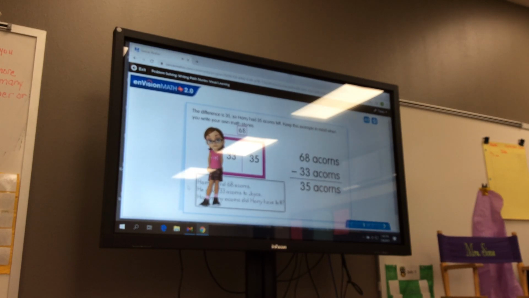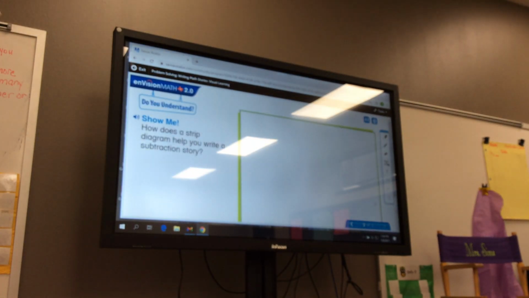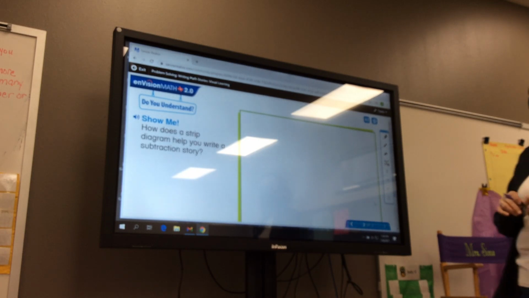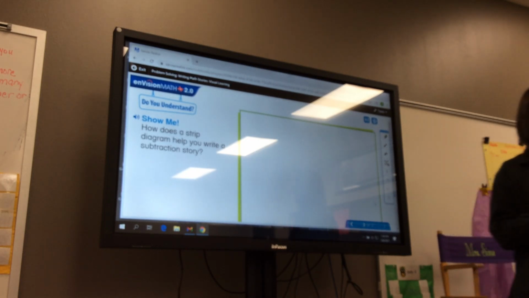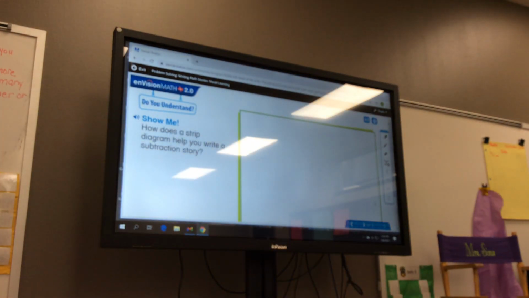Keep this example in mind when you write your own math stories. All right. Now you have an example on the front of how to do an addition story. And you have an example on the video part on the back of that page of a subtraction story, right? Okay. How does a strip diagram help you write a subtraction story?